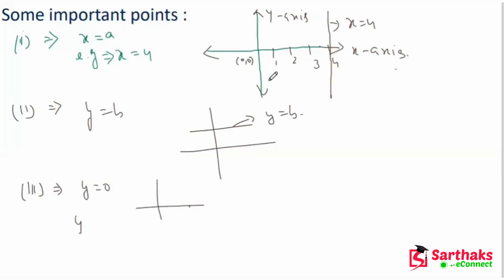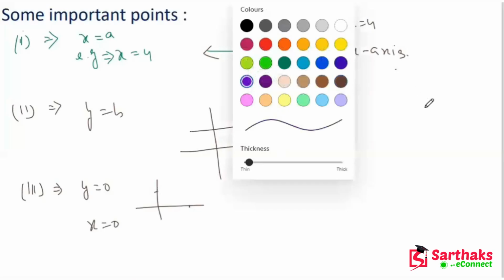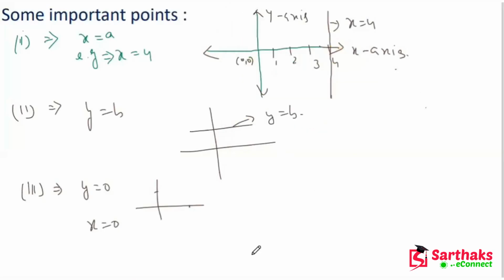If we have x is equal to 0, then the points lie on the y-axis. Okay, this is saying that, like this. Now, if there is no constant term in the equation, then the graph of ax plus by is equal to 0 will pass through the origin.